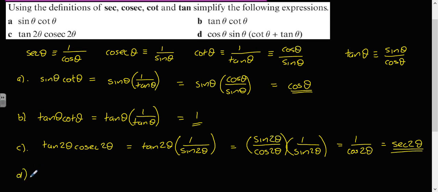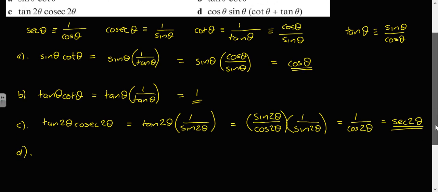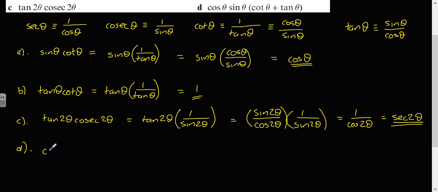And then part D, we have this slightly more tricky looking one: cos theta sine theta multiplied by cot theta plus tan theta. Now, you'll see this a lot when you're doing proofs, but if you've got a bracket like this, it does make sense to expand the bracket. And that's what we're going to do, just not yet. So I'm going to rewrite this using what I know about cot theta and tan theta.